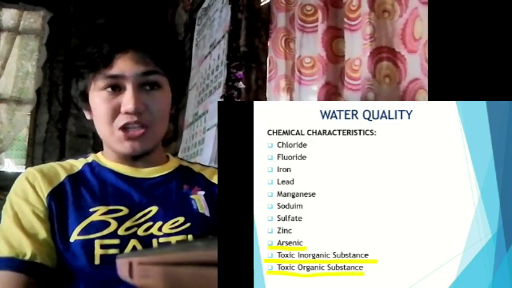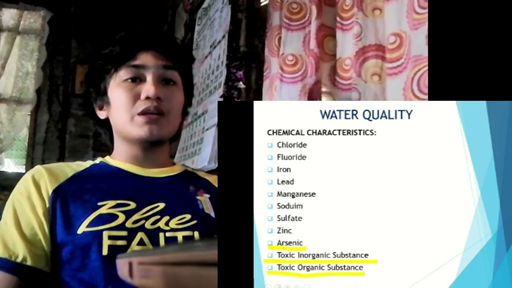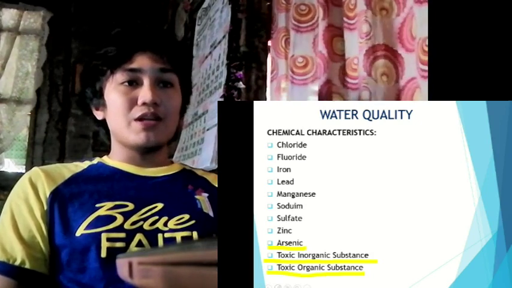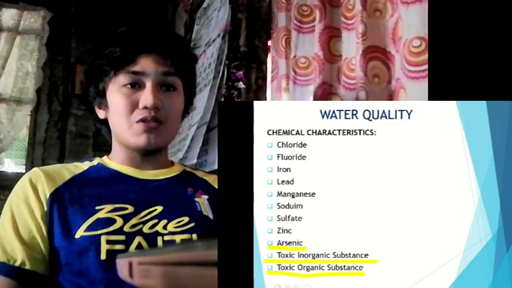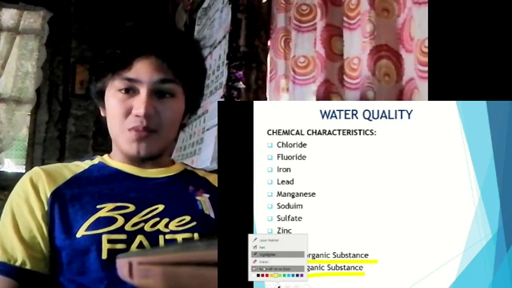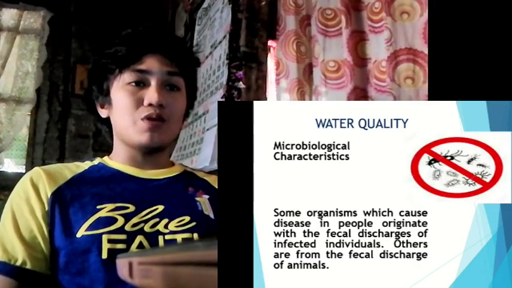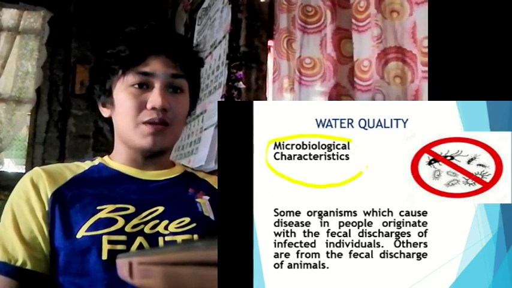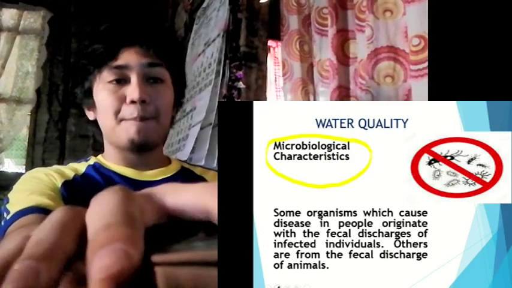The next characteristic is the microbiological characteristics. Water for drinking and cooking purposes must be made free from disease-producing organisms or pathogens. These organisms include viruses, bacteria, protozoa, and worms. Some organisms which cause disease in people originate with fecal discharges of infected individuals. Others are from the fecal discharge of animals.